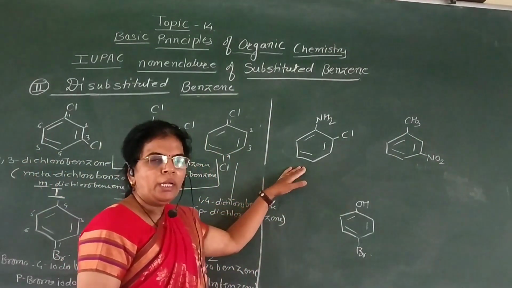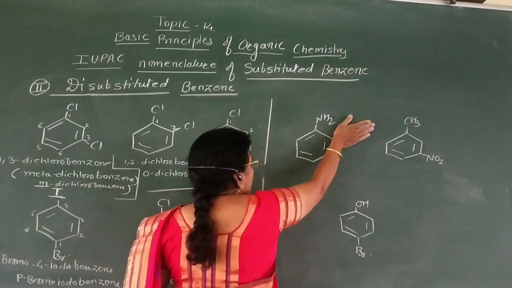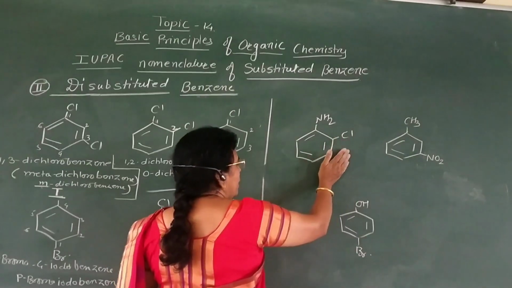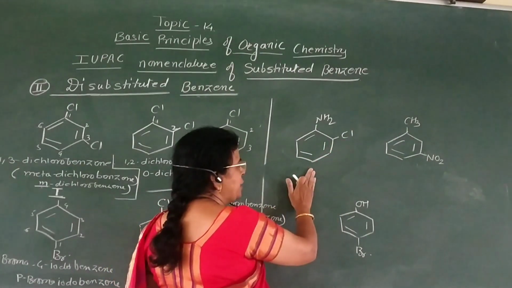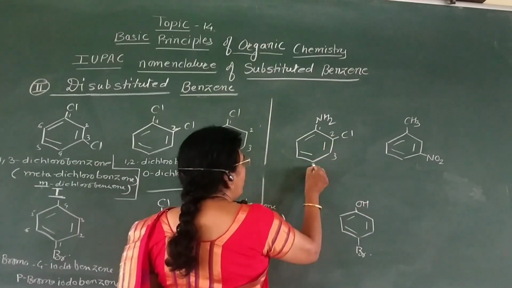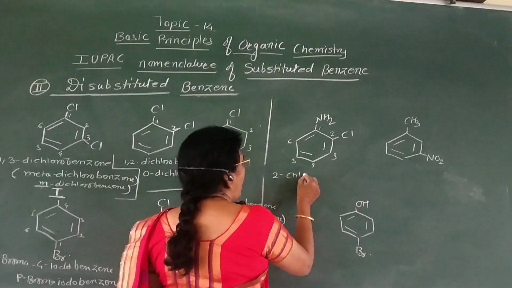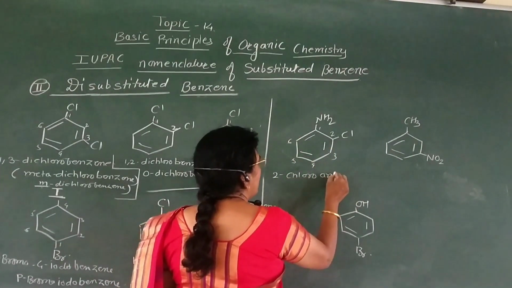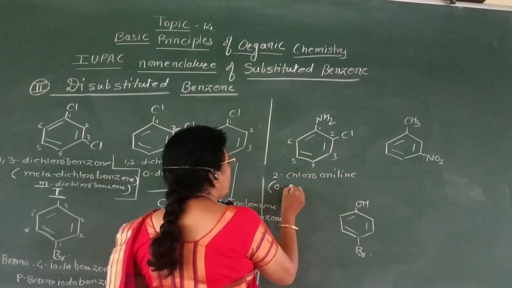Now this example. In this case, if we remove this chlorine, then it becomes aniline. Therefore, the name of this compound: first we write the IUPAC name, then the common name. Give numbering 1, 2, 3, 4, 5, 6. Therefore, it becomes 2-chloroaniline. And the common name is ortho-chloroaniline.